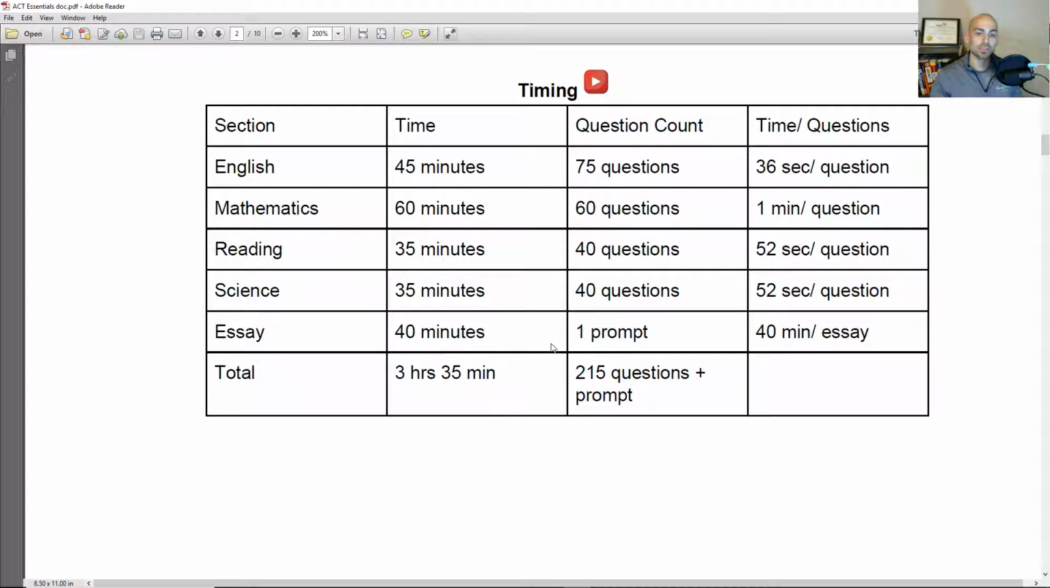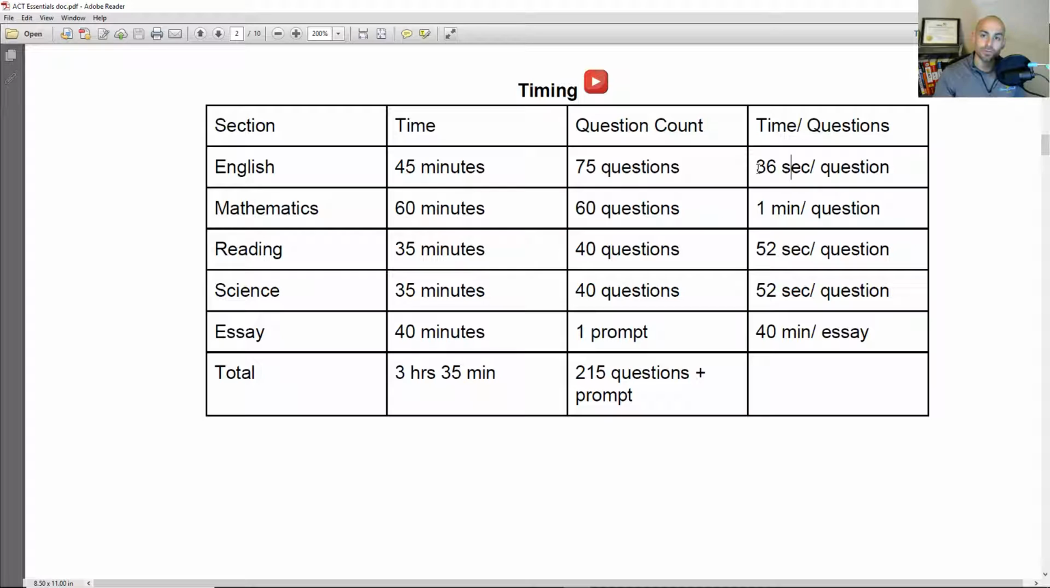So what we're seeing here is you have less time to answer more questions, but you also want to keep in mind that this is a test that allows a calculator for the entire math portion. And also it's all multiple choice instead of the free response that the SAT math section has at the end of each of its math tests.